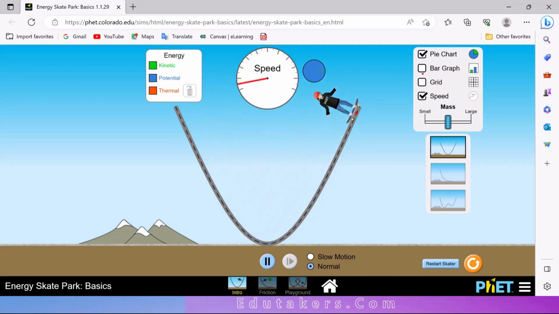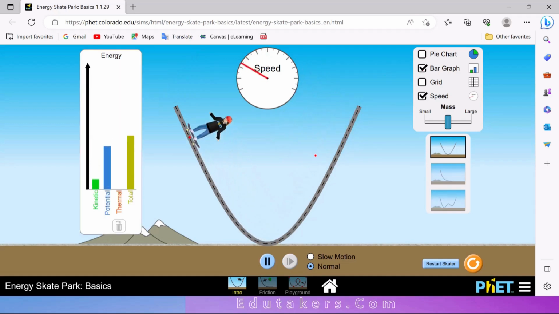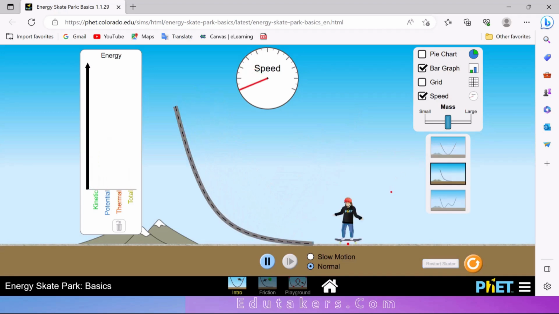Here is also the bar chart. Check this bar chart. The total energy is conserved even if it's transferred from kinetic energy into potential energy and potential energy into kinetic energy. Let's consider the other path. This one. At the maximum height, there is only the potential energy. When this girl comes to the ground, here all of the energy is kinetic, but the total energy remains the same.